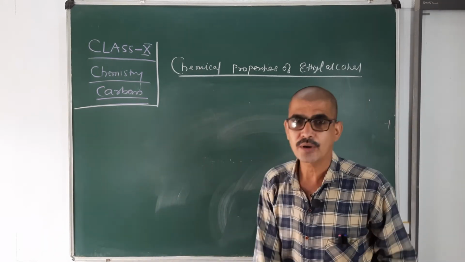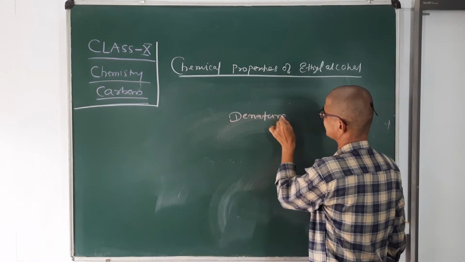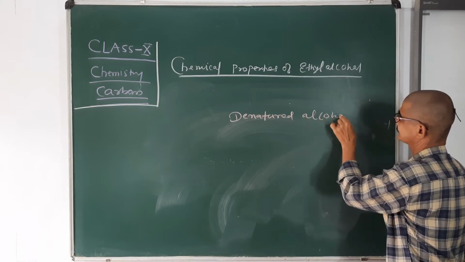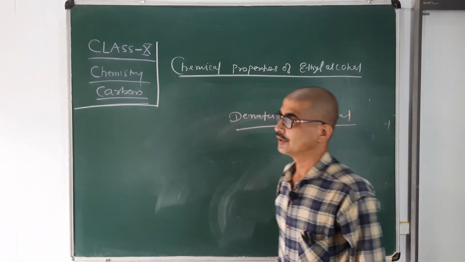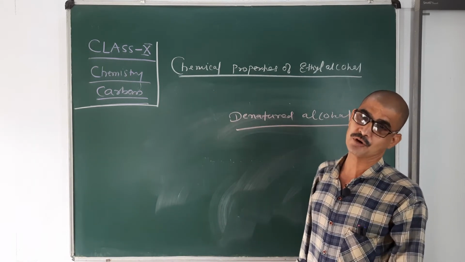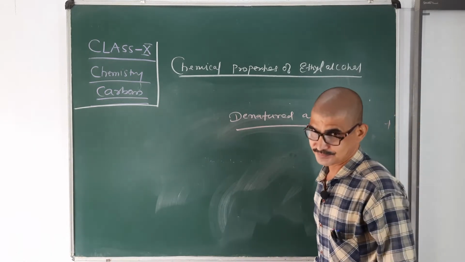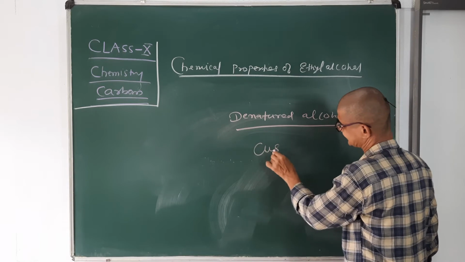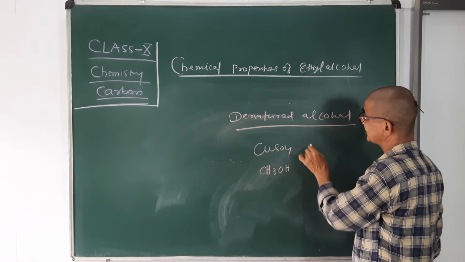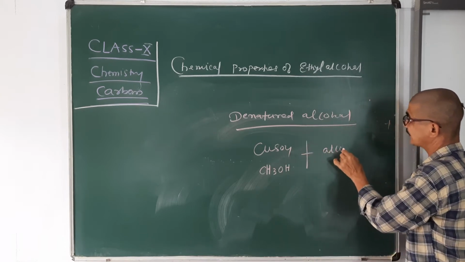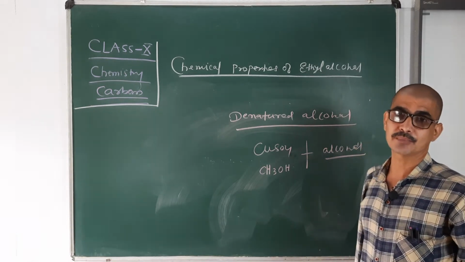Now next, what do you mean by denatured alcohol? At the industrial level, to stop the consumption of alcohol, some poisonous substances like copper sulfate and methyl alcohol are added to alcohol, and it becomes unfit for drinking purposes.